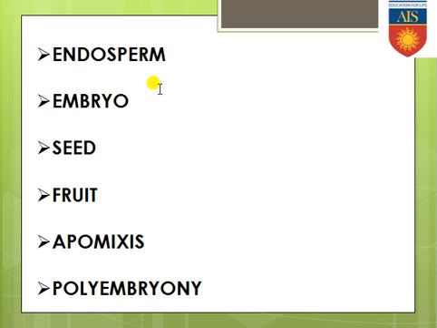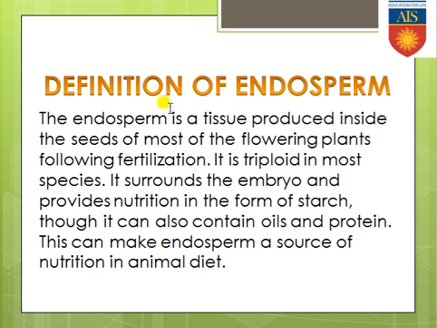So first of all we start by discussing the endosperm. First of all, we all know what endosperm is. The endosperm is a tissue produced inside the seeds of most flowering plants following the fertilization mechanism. It is triploid in most species, because it contains 3n. It surrounds the embryo and provides nourishment in the form of starch. Though it can also contain oil and protein, this can make endosperm a source of nutrition in the animal diet also.